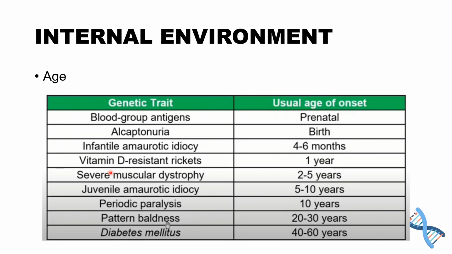Another one is the phenotype called vitamin D resistant rickets. It is expressed during 1 year of age of the individual. It is not expressed during birth, nor at 20 to 30 years old. It is expressed only at 1 year of age. Then there is diabetes mellitus, which is expressed only in people aged 40 to 60 years old. It is not expressed at 1 year old or at 2.5 years old.